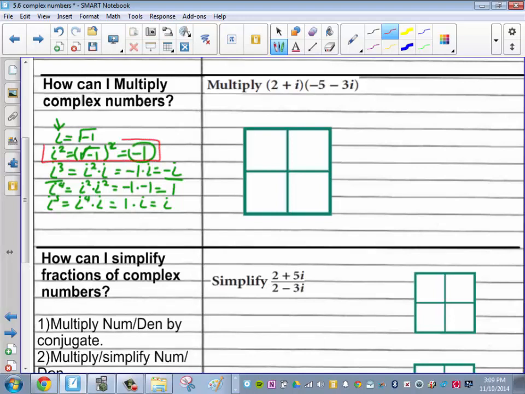Okay. Now, the biggest thing out of all these to remember when you're multiplying is that i squared is equal to -1, okay? And we're going to use that to simplify, to make our lives easier. Now, with that being said, we can multiply.